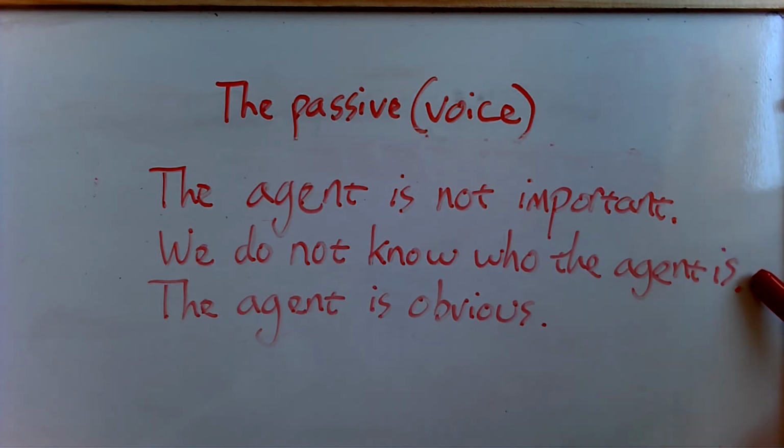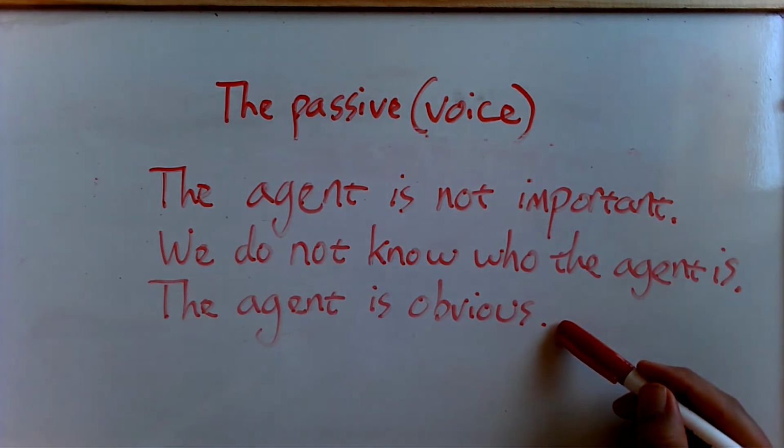Okay, or when we don't know who the agent is. This house was built. Or when we don't know who the agent is. The treasure was buried in the 19th century, and now we have dug it up. It's a long time ago. We don't know who buried it, but we know that the treasure is underground because somebody buried it. Okay, we don't know who the agent is. The treasure was buried in the 19th century.